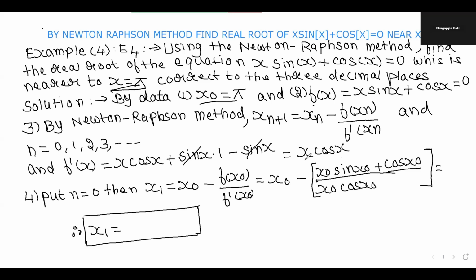And f dash x, you put x equal to x0: x0 cos of x0. Don't do it by trying the values of x0 here, that is pi, and again pi, sin of pi, cos of pi, pi cos of pi, and find out. Don't do it mechanically and manually, it will take more time. I will use a shortcut method to get the answer in 5 seconds. Write it here as it is. And x1, whatever the answer is, you write x1 and box it. Now I have not found the answer, therefore an empty box.